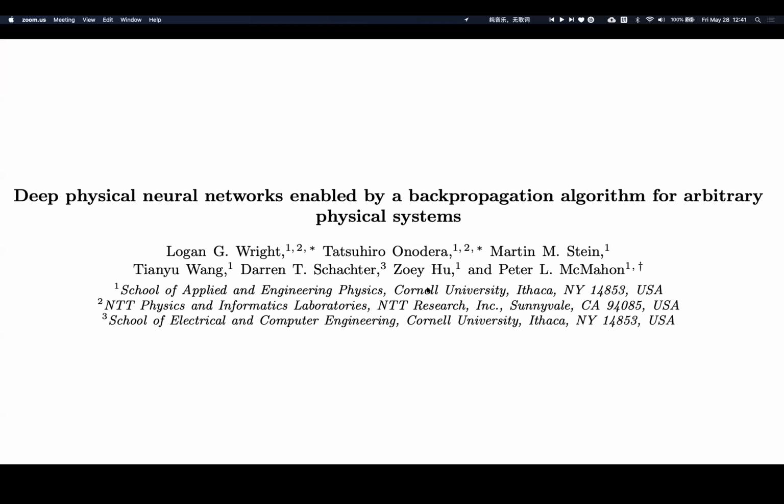Researchers from Cornell University. Actually, before jumping into the details, I want to take a close look at this paper title. It's deep physical neural networks. It's not deep physics-informed neural networks. They literally propose a neural network that is built with a physical system. So you literally have an optic system, a mechanical system, or an electronic system as a neural network that can also do something like neural networks. Okay.